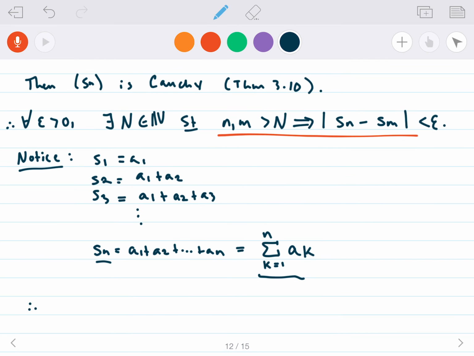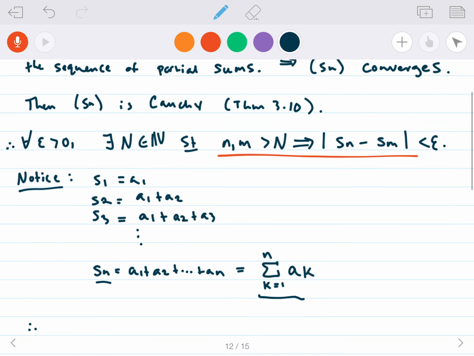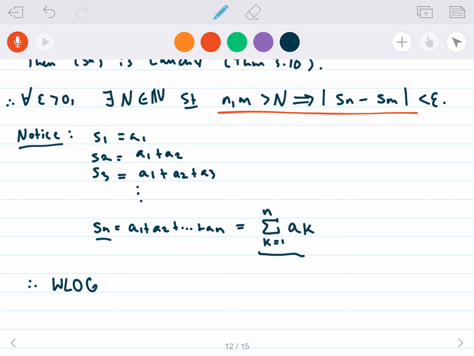Okay. So the next thing we want to do is we have little n and little m bigger than capital N. We want to say something about their series, and so it's going to be useful to order these indices. And so without loss of generality, we can suppose that little n is bigger than m. I'm not going to do the case when little n is actually equal to m, but if you're interested, you should do that as an exercise.